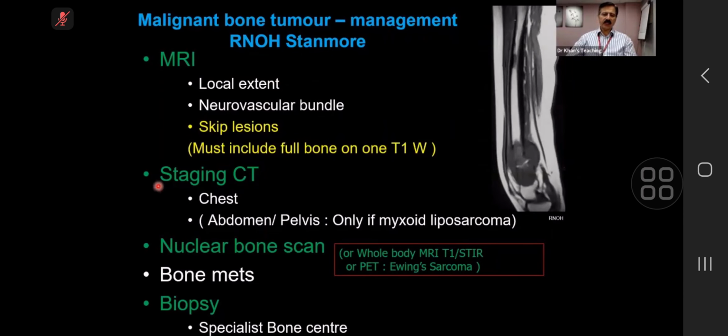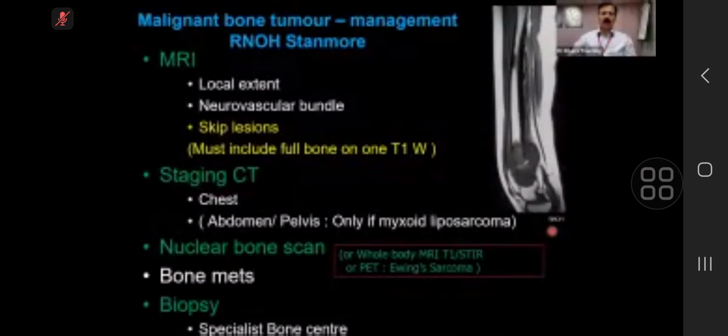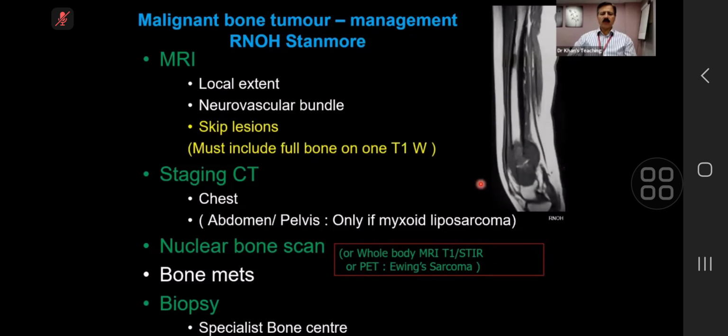But before that, a key question in the exam which the examiners ask, whenever you get a case of a malignant tumor, they will always ask you a few questions. And one of the questions will be, what are you going to do next? What are you going to do next means? Some people might say that I would like to do a biopsy or whatever.